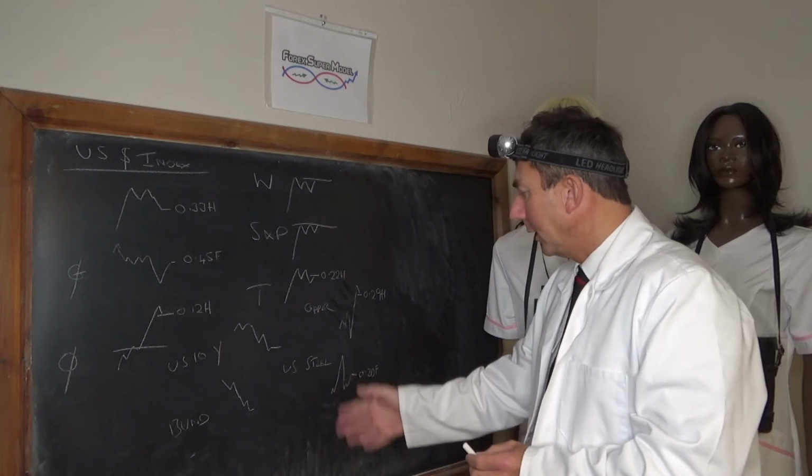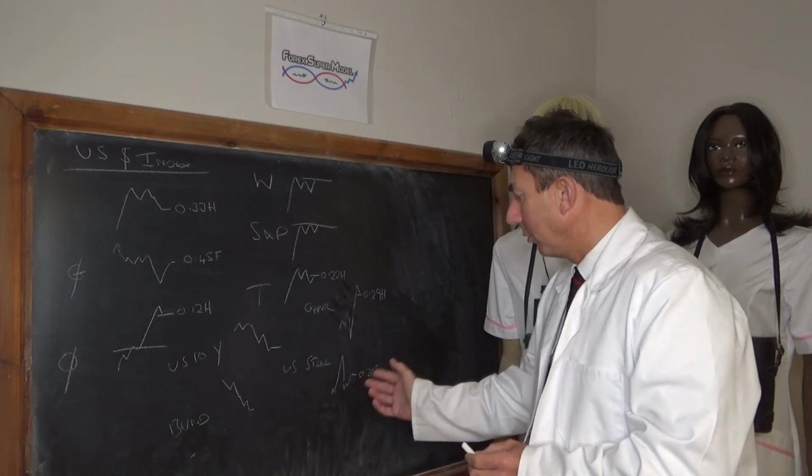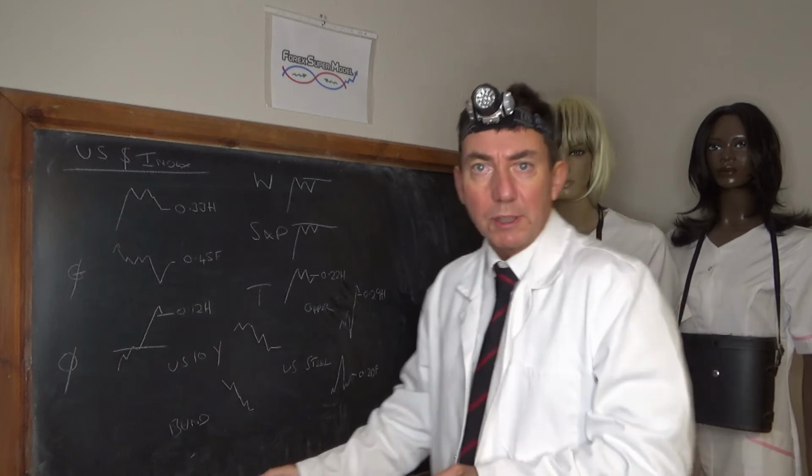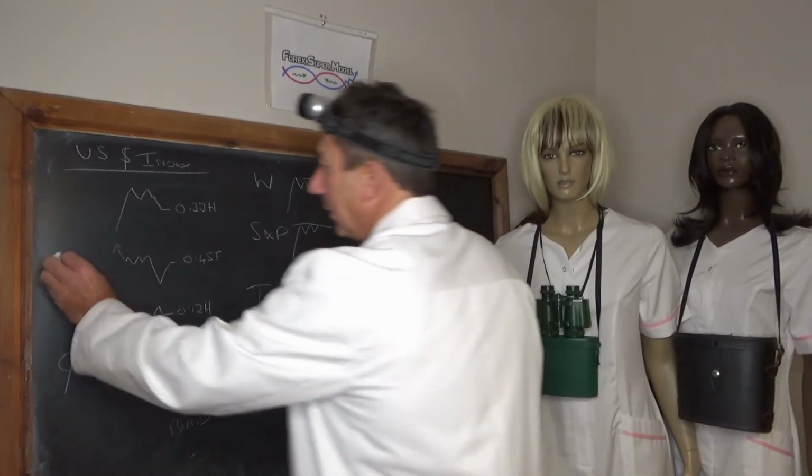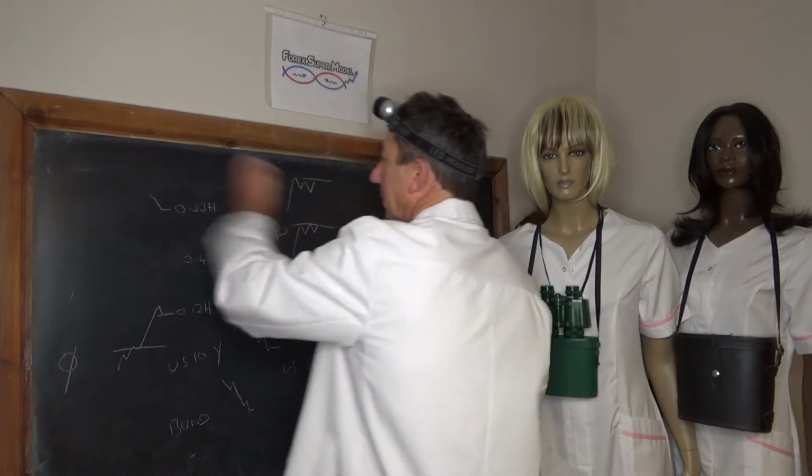And US steel is still messing about on the floor. Really, it's 0.20 from the floor. It's 20% above the floor. So that's where we are there. So let's just get rid of this and then do the final analysis for today.